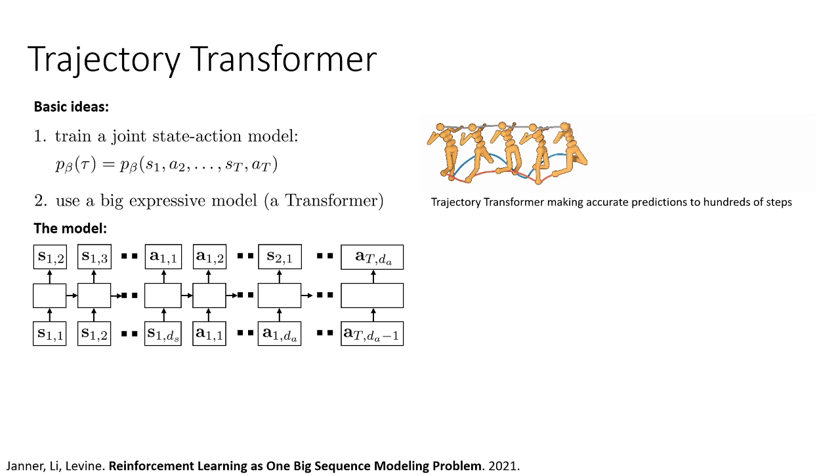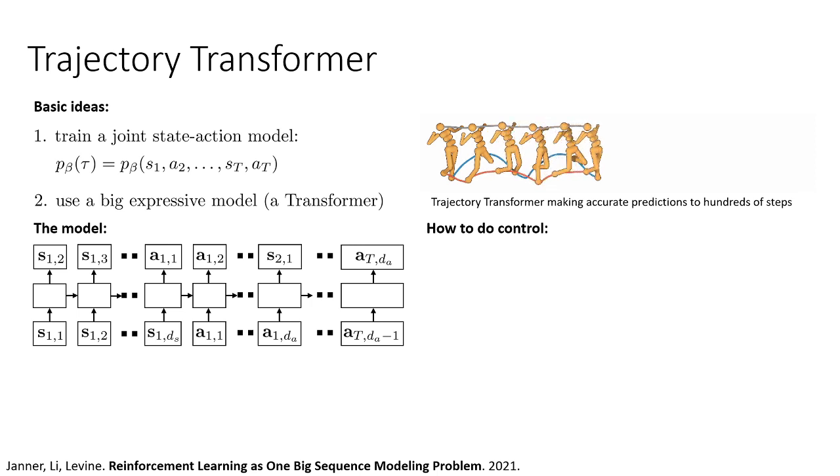Now, one nice thing about this is that because you're modeling state and action probabilities, you can make very accurate predictions out to much, much longer horizons. This problem of accumulating errors is a big problem if you're selecting new actions different from those seen in the data set. But if you're restricting yourself to actions similar to those seen in the data set, then you can make very accurate predictions very far into the future. This animation shows the trajectory transformer making predictions for the humanoid hundreds of steps into the future. This is not a simulation, this is just a prediction from the model.